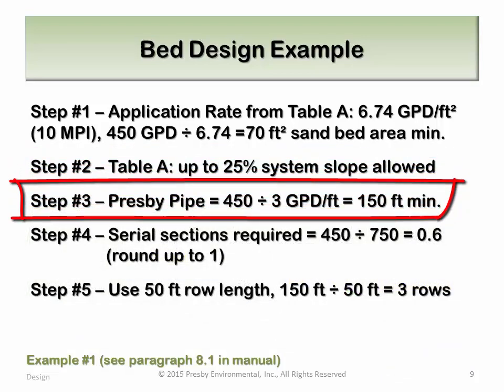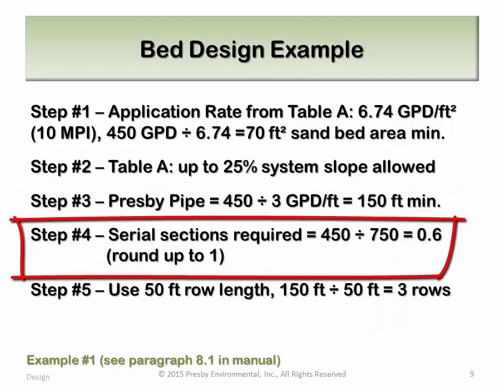In Step 3, we find how much Presby pipe is required for our 450 gallon per day loading. Table B allows up to 3 gallons per foot of Presby pipe. In this example, we divide 450 by 3 to find that we need at least 150 feet of Presby pipe.